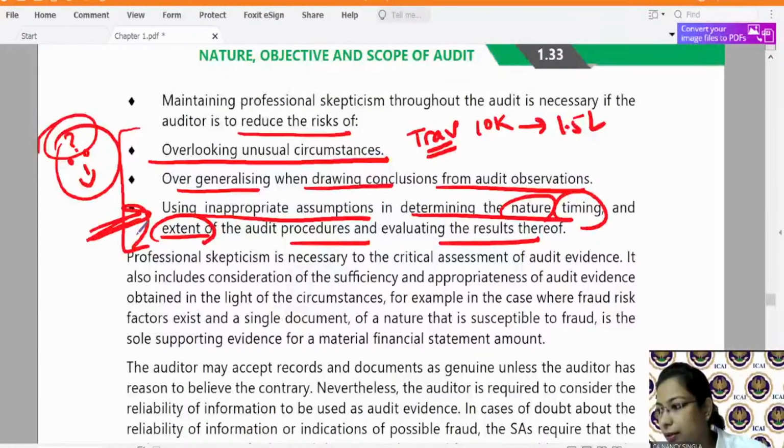ठीक है, is it clear? Quickly send in your replies that independence का जो हमने threat to independence किया, safeguards किया, and this topic of professional skepticism, whether it is clear or not.